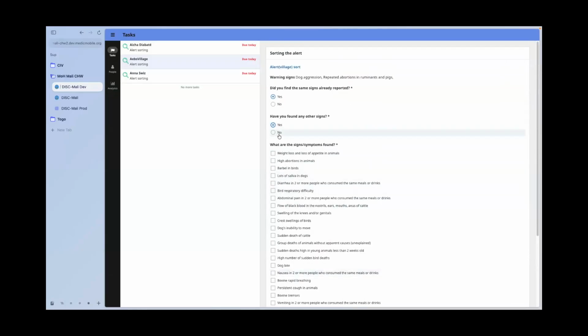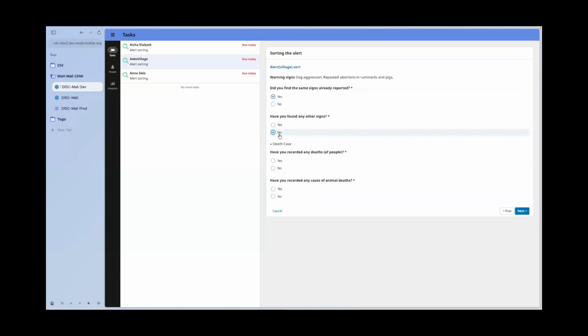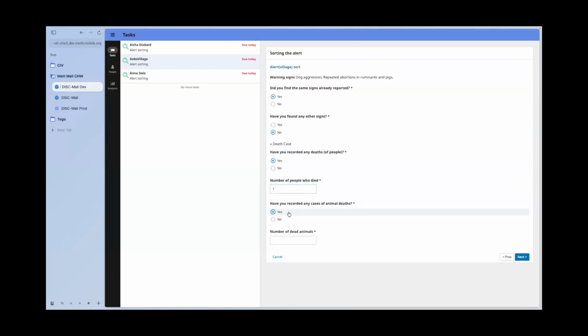It's also possible. Maybe he is at the village, and with the CHW, he was there doing a supervision, and he decided to sort it at the same time. So he can say yes, but in our case, I will say no. Have you recorded any death? Let's say yes, one person. And have you any case of animal? Let's say yes, one person or one animal, let's say.